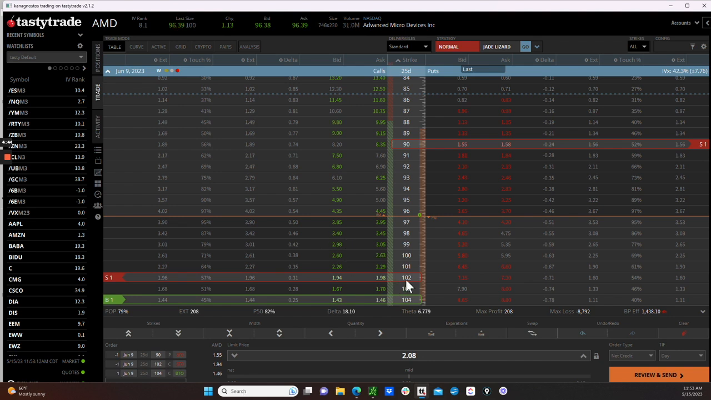So the 102, 104 short call spread plus this short 90 put gives us a credit collected of $2.08. Let's go and take a look at this on the risk graph.